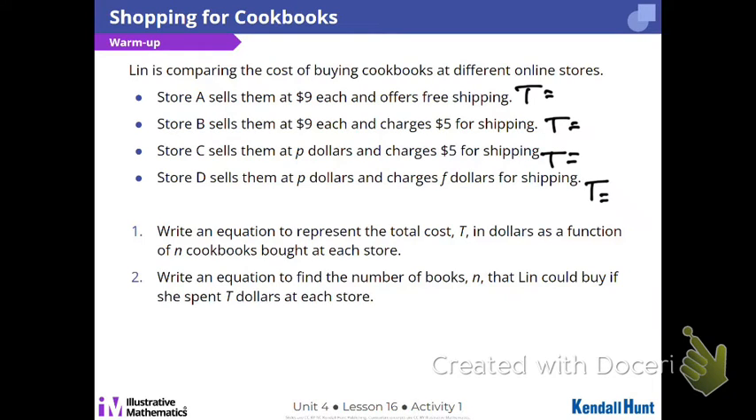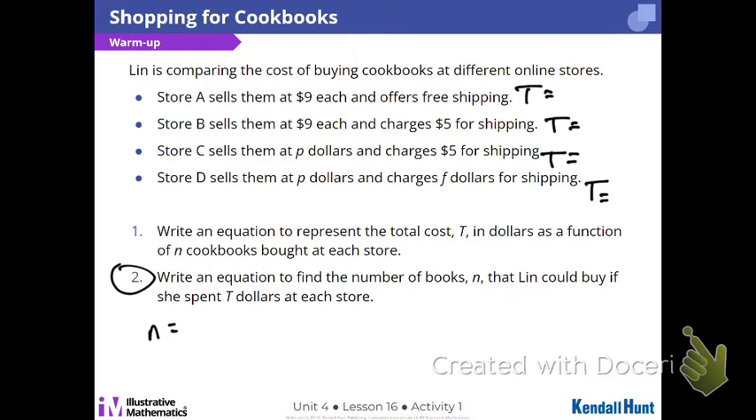When that's done, you're going to go down here and do number 2, and you're going to find how many books you can buy. Those are all going to be n equals, number of books. If you finish number 1, number 2 is going to be much easier. So I would say, do number 1 for all 4 first, then worry about number 2.